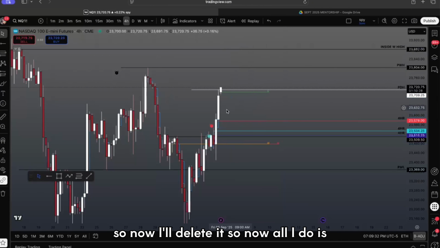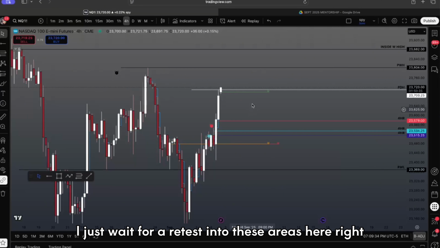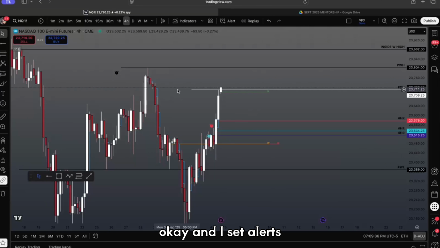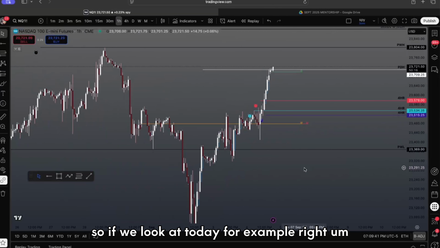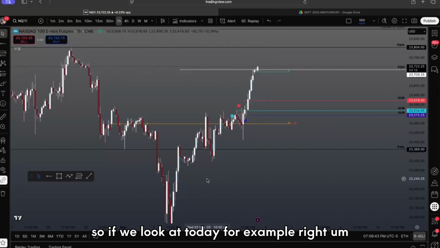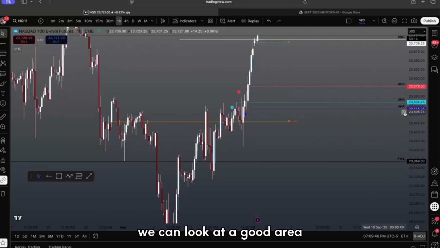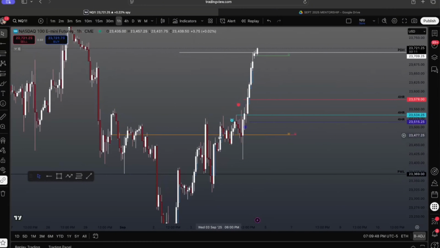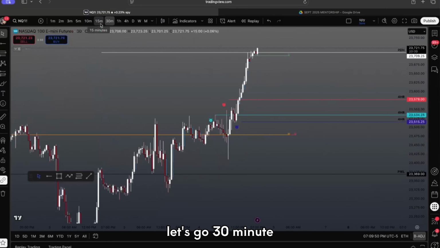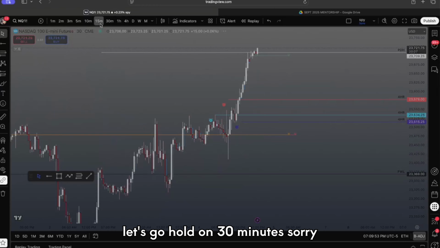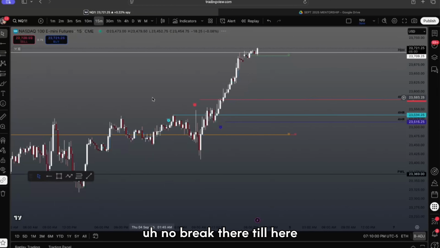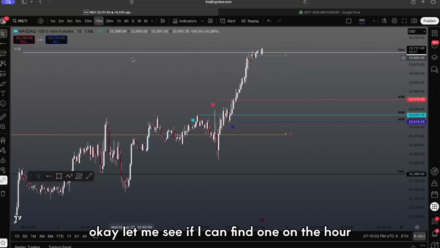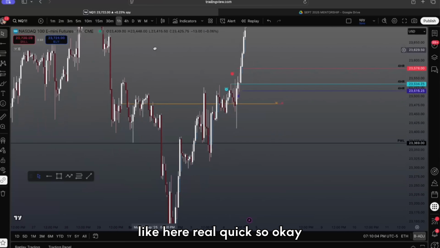So now all I do is I just wait for a retest into these areas here, right? Okay, and I set alerts. So let me just show you an example of today. So if we look at today, for example, we can look at a good area. Let's go 30 minute. Let's go, hold on, 30 minutes, sorry. Okay, let me see if I can find one on the hourly here real quick.